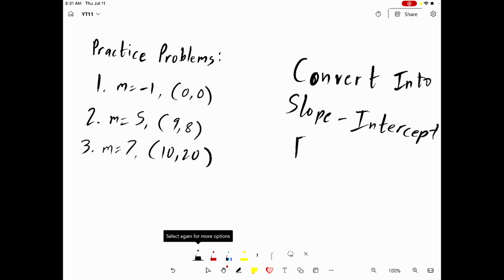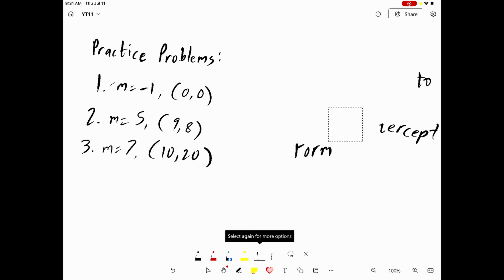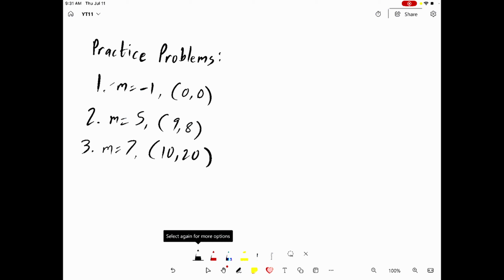This is part of the slope-intercept form series. Don't try doing anything wonky with it because I'm only specifying the variables. So I just thought it would be helpful for you to know this. Our second example is m is equal to 5 and the point (9, 8). And our third and final practice problem for today is m is equal to 7 and the point (10, 20).